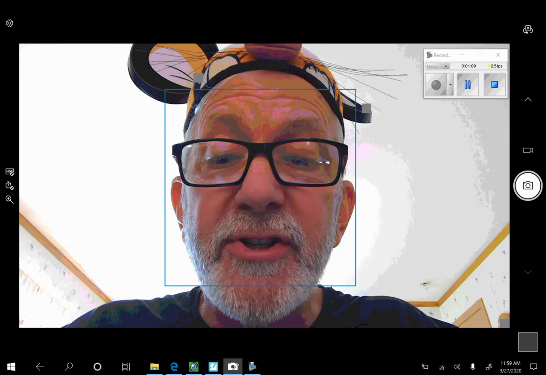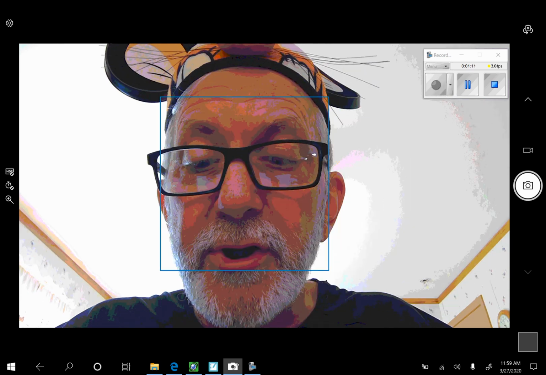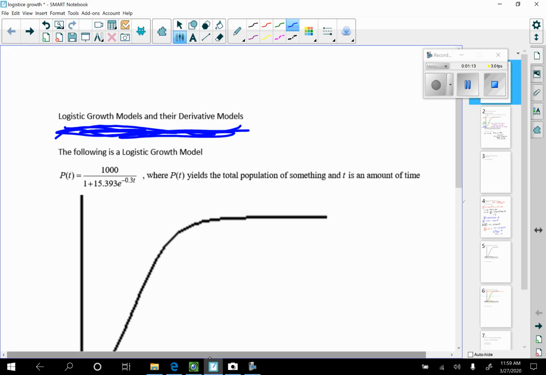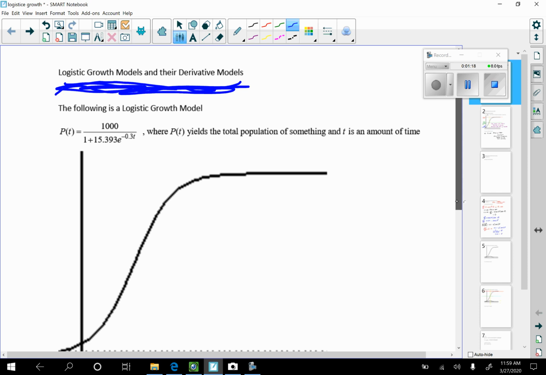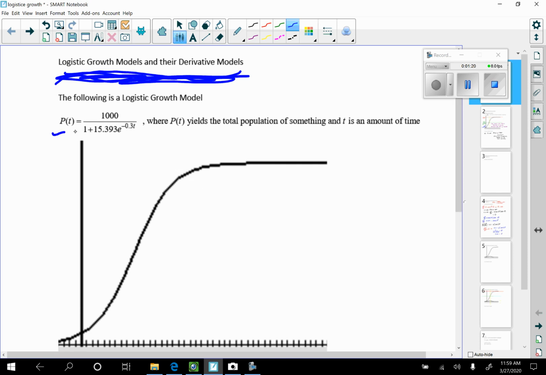And back to logistic differential equations, or logistic growth models. So the first thing we're going to do, this particular model, this particular function, this P of t yields the total population of something. So this is your P of t. The output is P of t of this particular model. And this is the graph. This particular graph is given here. That's this graph of P of t.